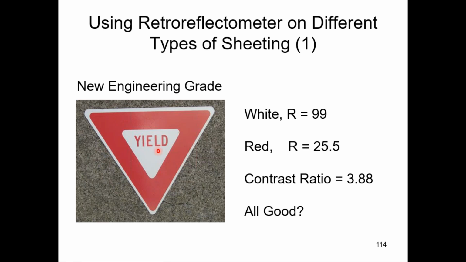Here you can see the white retro was 99. The red was 25.5. The contrast ratio was 3.88. So it looks like everything is good. All of those are above the minimum values.